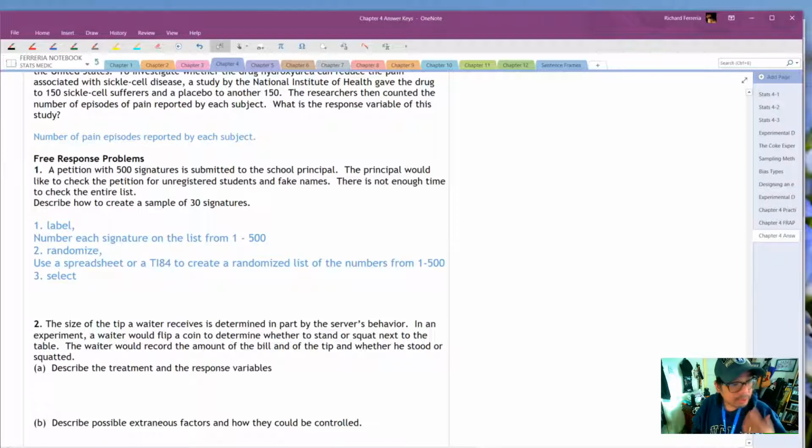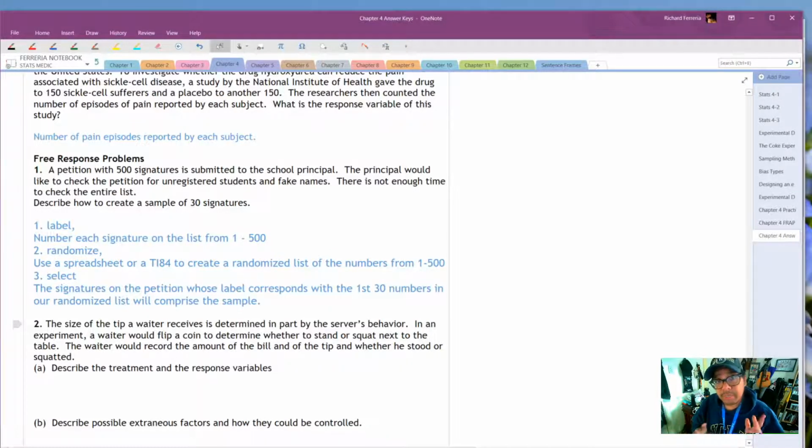Okay, let's use a spreadsheet or a TI-84 to create a randomized list of numbers from 1 to 500. So this means to us that we have two lists here. One list of 1 to 500 with the names attached, and another list of just random digits between 1 and 500. They come together in the selection process.